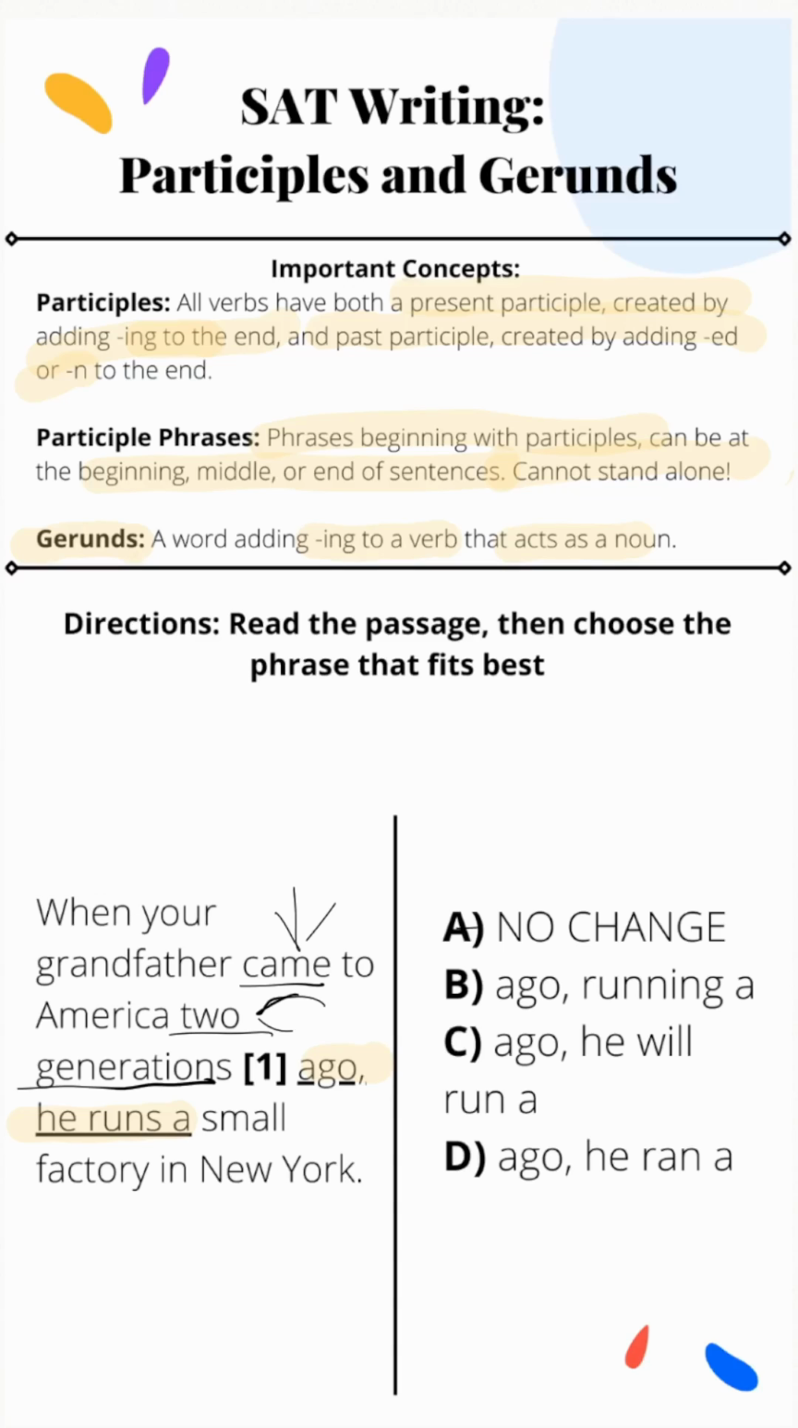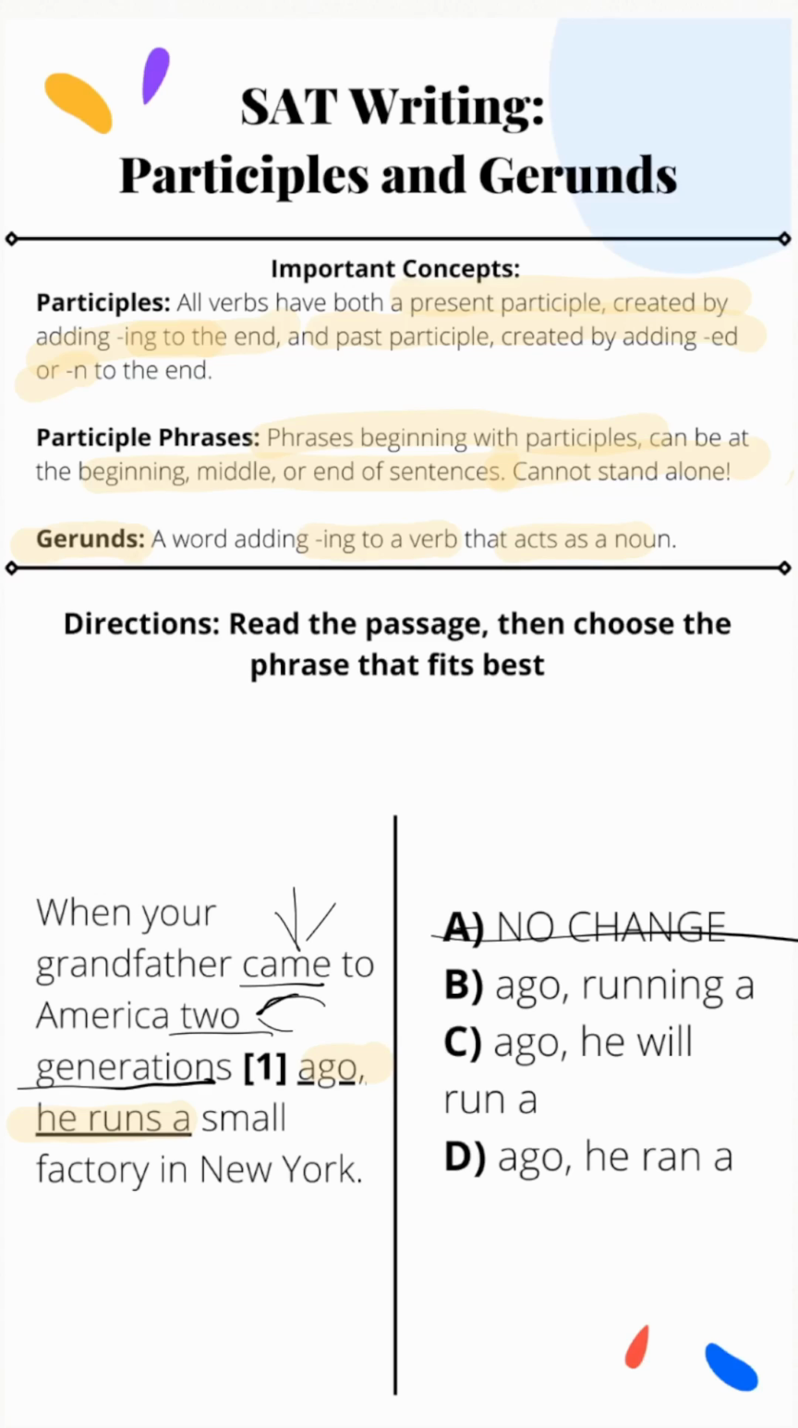"Ago," and then "he runs a small factory." "Runs" is not the correct participle or the correct conjugation of that verb. So we're going to look for something different. No change obviously can't be right. Now, if we had B, "running a," that's the present participle. That also doesn't make sense.